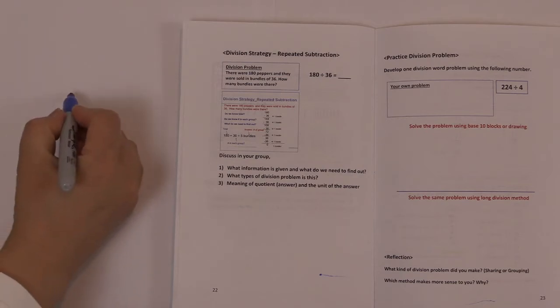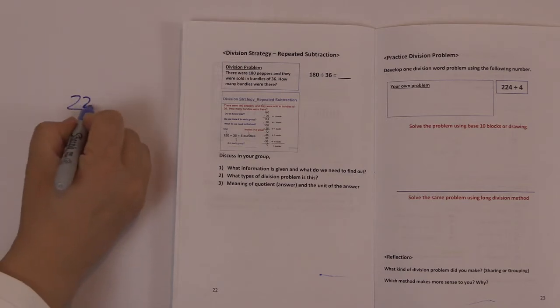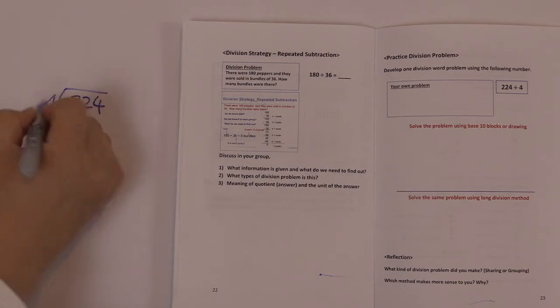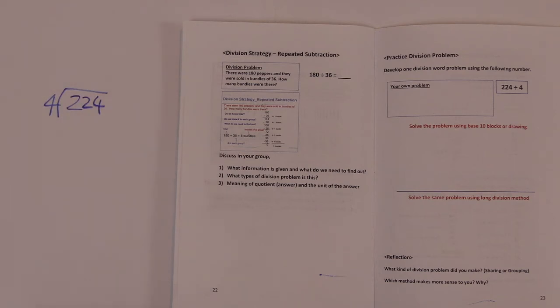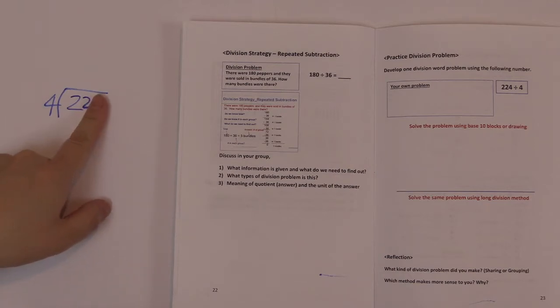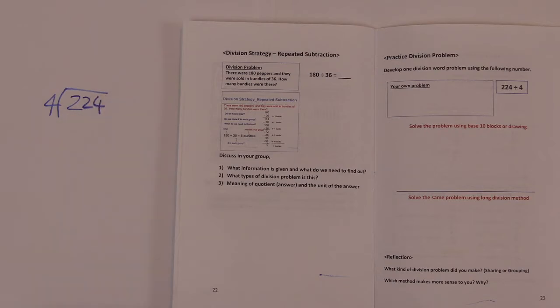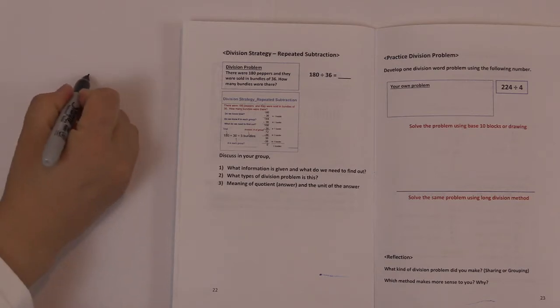So 224 divided by 4. What do we do first? We probably learned to cover this number here and think about it. How many times does 4 go into 22? Is it right? So how many times does 4 go into 22? It's going to be 5 times.